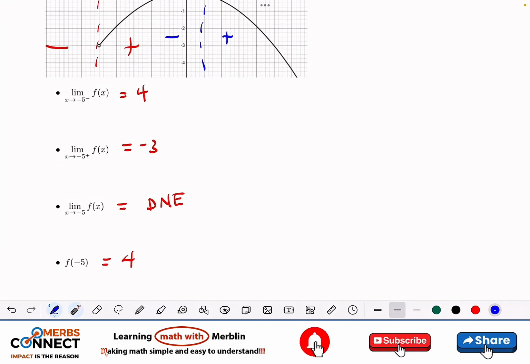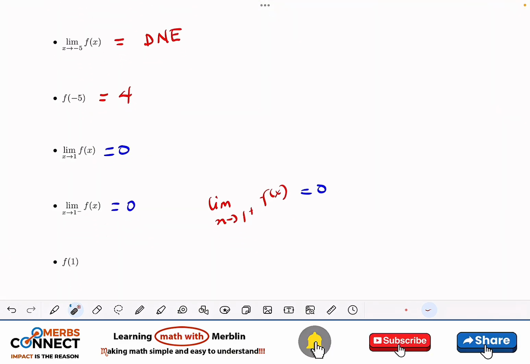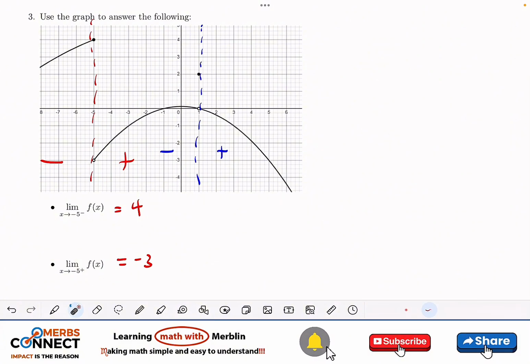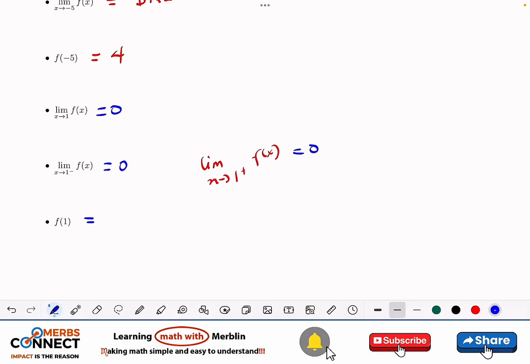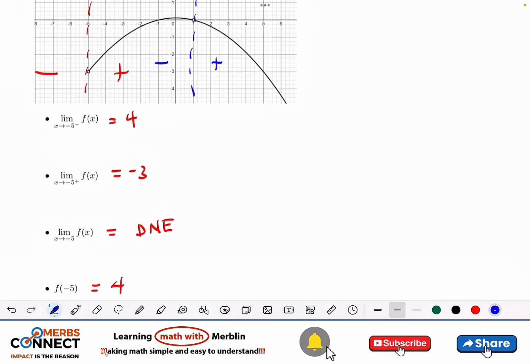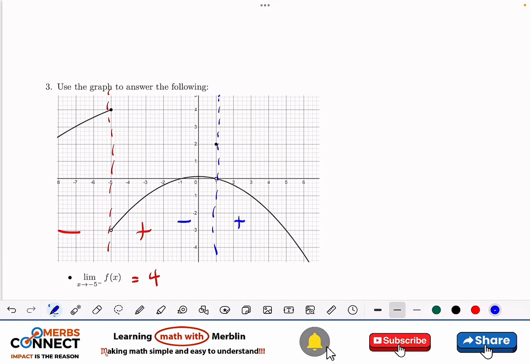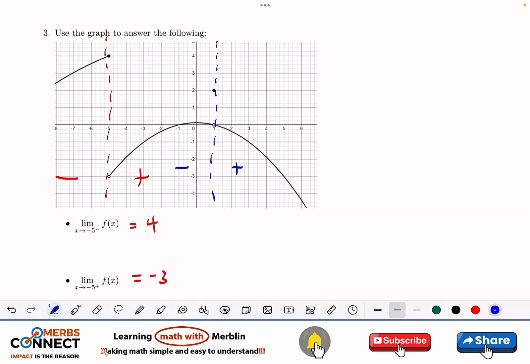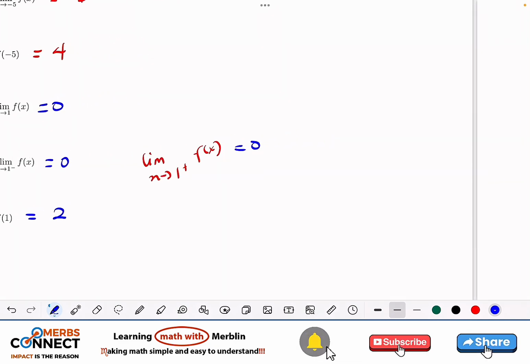And we can see that this is a removable discontinuity. So the limit exists at this point, which is 0. And f of 1 is the one which is closed, so it is 2. So it's basically very simple to just go through when the graph is given. The one which is very difficult is the one that we did here, sketching the graph yourself. But when the graph is given and you are picking out the limit, this is very simple to go through.